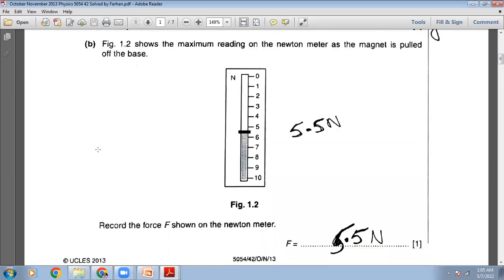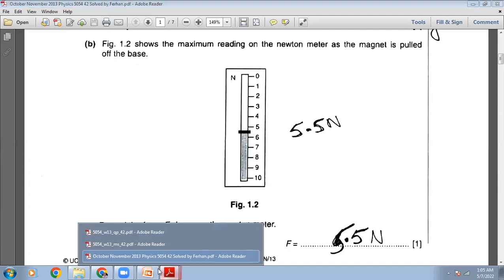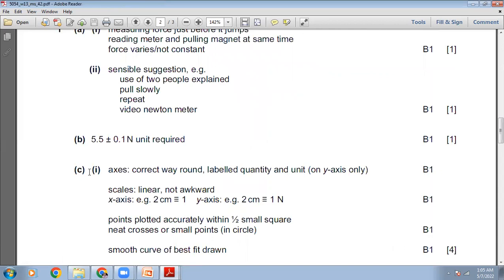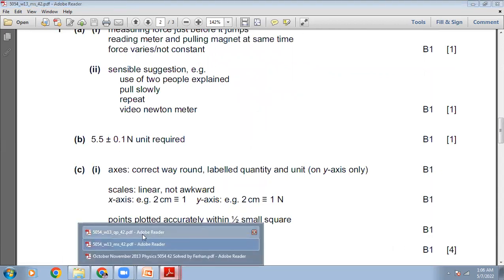Okay. So figure 1.2 shows the maximum reading on the Newton meter as the magnet is pulled off the base. Record the force F shown on the Newton meter. So what is this force? This is between 5 and 6. So it's 5.5. So 5.5 Newton, plus minus 0.1, is our answer. So 5.5 is the right answer, sir.